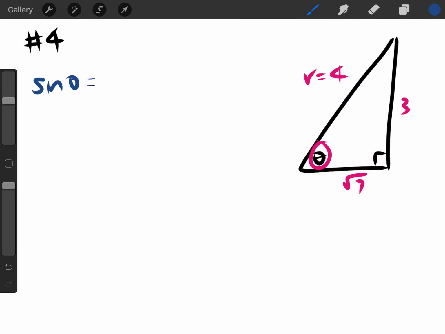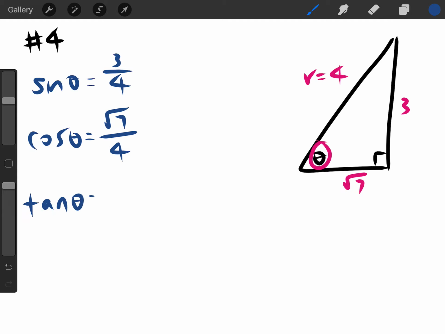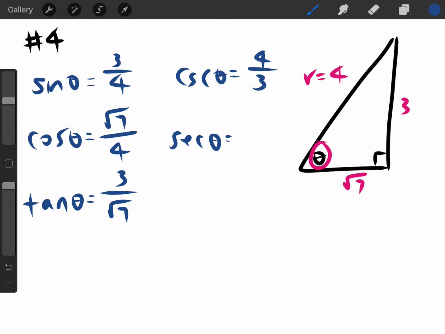Sine theta is going to be opposite over hypotenuse. Cosine theta is going to be adjacent over hypotenuse. Tangent is going to be opposite over adjacent. Okay, cosecant is going to be 4 over 3, which is the reciprocal of sine theta. Secant, you just flip it. Cotangent, just flip it.